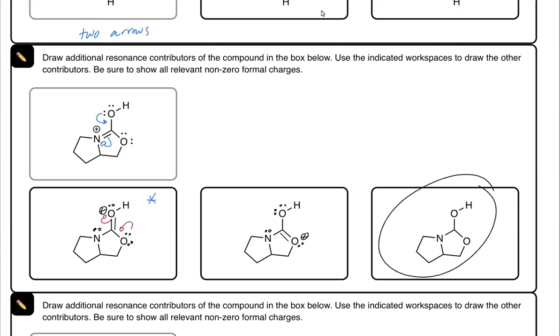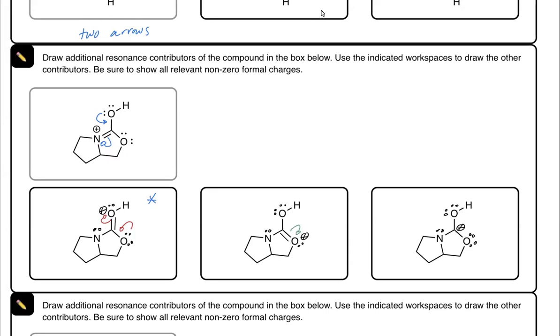Then the very last structure that we could create is doing this push here in green. I could simply polarize that polarized pi system. I can take the pi density and move it onto the oxygen, creating another lone pair, making that oxygen neutral. But as a result of that push, that would leave the carbon positive. Okay, that is a valid resonance structure. With a polarized pi system, we can simply polarize it, moving on to the more electronegative atom, and that would make the carbon positive.